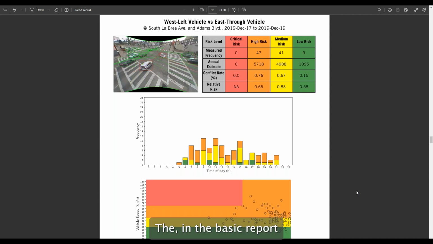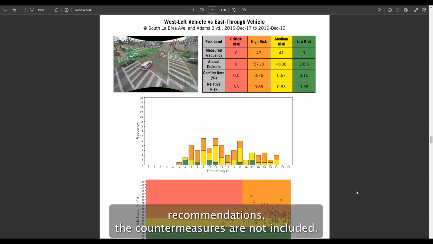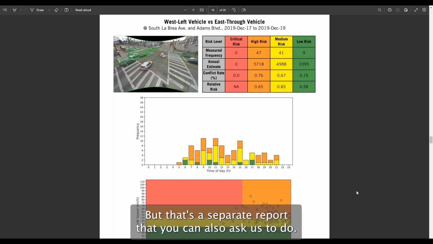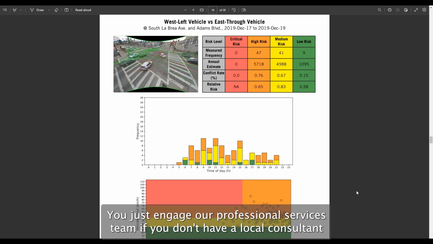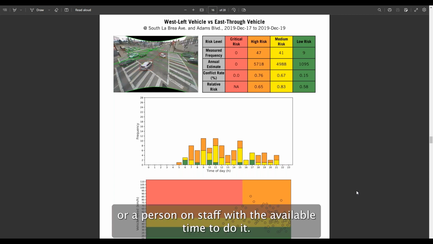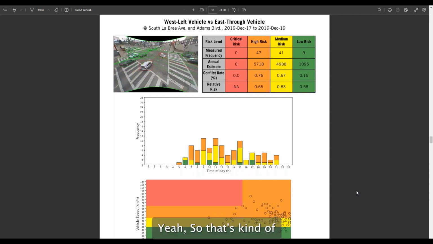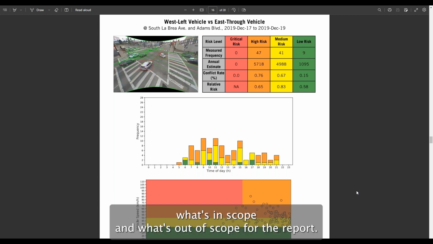In the basic report, recommendations and countermeasures are not included, but that's a separate report that you can also ask us to do. You just engage our professional services team if you don't have a local consultant or a person on staff with the available time to do it. So that's kind of what's in scope and what's out of scope for the report.